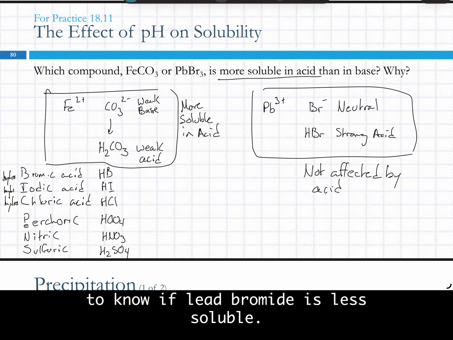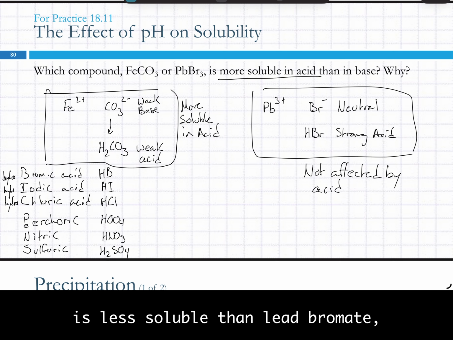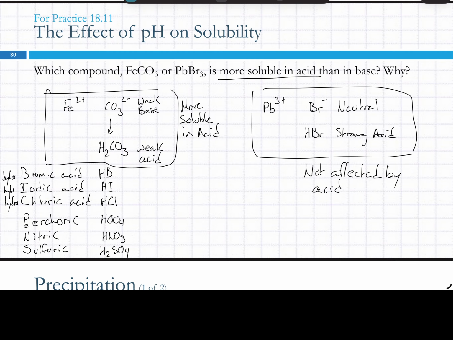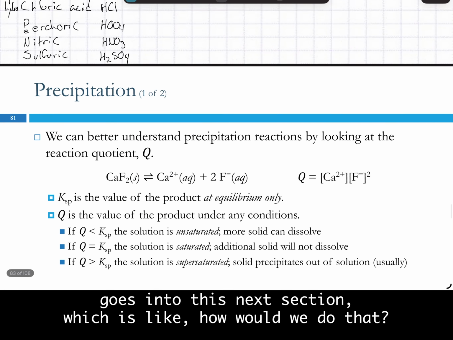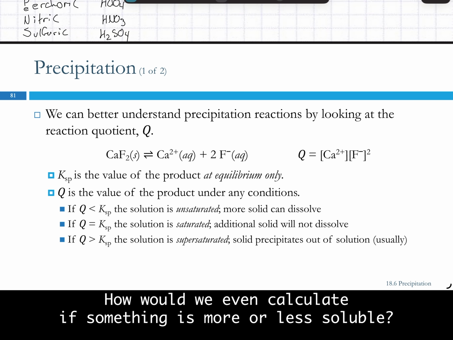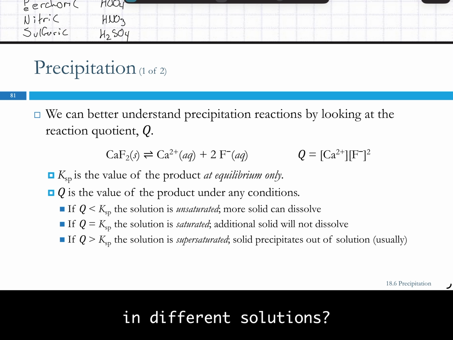To know if iron carbonate is less soluble than lead bromate, we'd have to actually compare their molar solubilities, which I think actually perfectly goes into this next section, which is like, how would we do that? How would we even calculate if something is more or less soluble, or at what point do they dissolve or precipitate in different solutions?